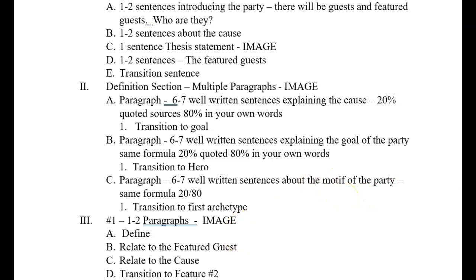You can, if it suits your topic better, start with the motif of the party. And in a paragraph, invite the reader to join in and bring them into the party atmosphere if you like. And then the second paragraph can discuss the cause. And then the third paragraph can discuss the goal of the party. However you want to jockey these around that will fit best with your particular persuasive topic. So the definition section is up to you to organize, but needs to contain these 3 paragraphs with images.